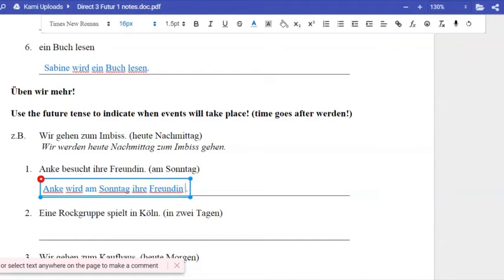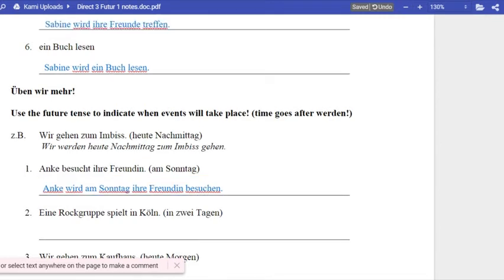And if you look in the original sentence, besucht was the original verb right here, besucht. And what will be the infinitive form of that? That's right, besuchen. I can spell it right. Besuchen, meaning to visit. Great. Anke wird am Sonntag ihre Freundin besuchen. You say it. Wunderbar. Anke wird am Sonntag ihre Freundin besuchen.